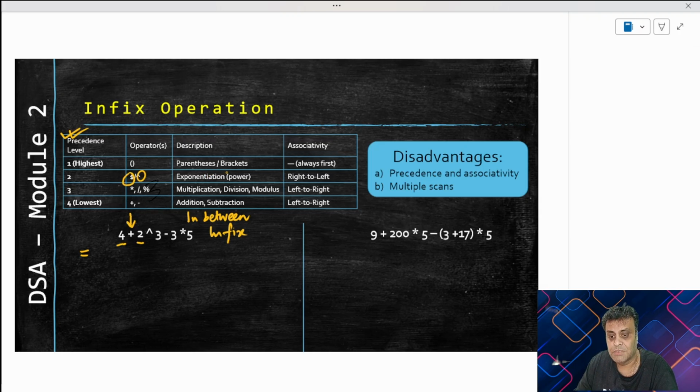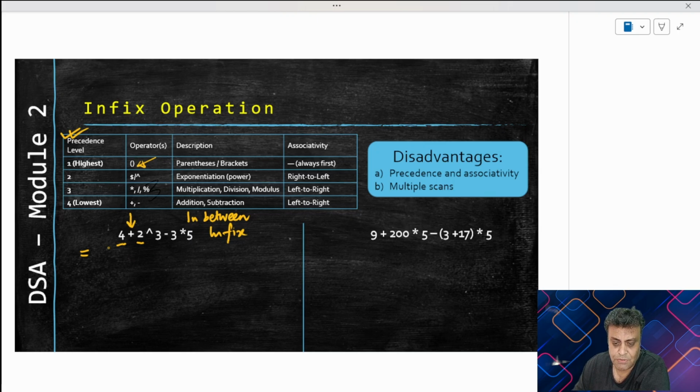Now, these exponents or dollar, whatever it is, will come after the brackets. So if there is a bracket, it will always be evaluated first, then comes your exponent, then comes your multiplication, division, and modulo operators, and then comes your plus and minus, right? So that's the order of precedence, and I'm sure all of you know about it from your C days. We are just trying to apply that.